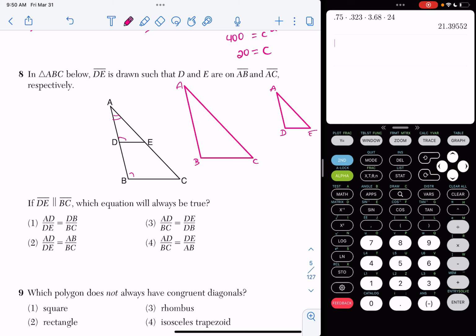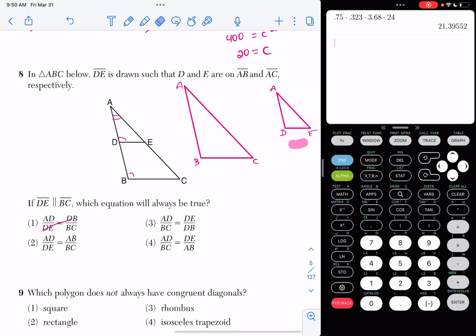So choice 1, AD to DE. Okay, so notice here to here is equal to DB, and BC. DB is not even a segment on my separated triangles, by the way, so I don't think that's the answer. That's not going to work. We're going to get rid of that.